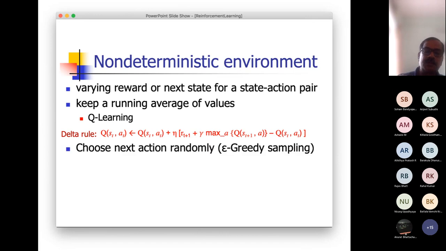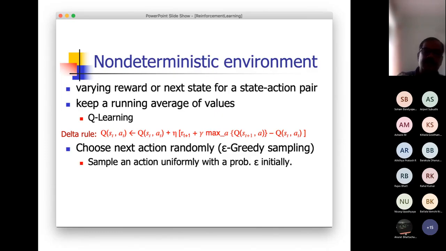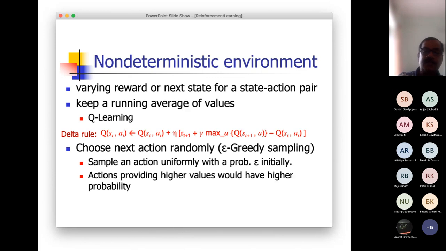So what you should do is have some randomness. You make a probabilistic way of choosing an action. If there is a set of actions, each one will give you a certain return, and you should still select in proportion to their return. That is epsilon greedy sampling. In epsilon greedy sampling, you first sample an action uniformly with a probability epsilon, and then actions providing higher values would have higher probability, right?